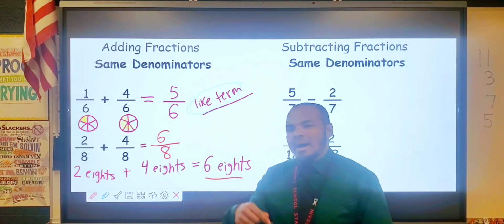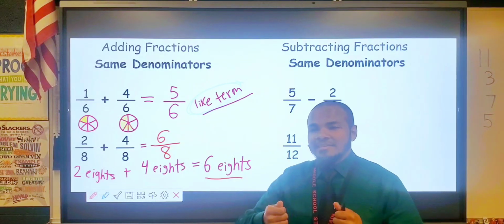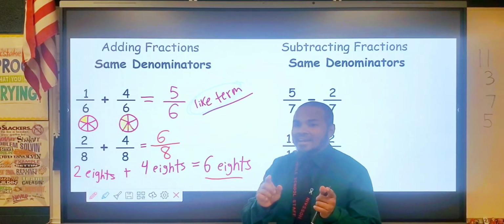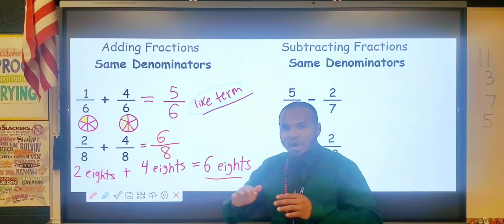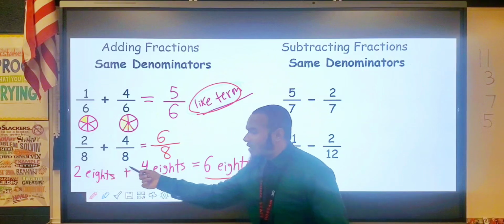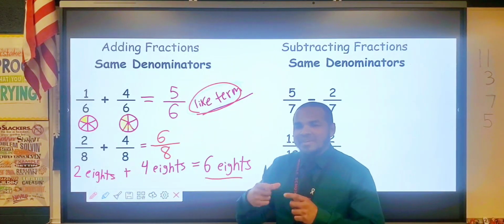Why? Because the denominator helps name the fraction. So all we're doing is adding like terms, right? All we're doing is combining like terms. And in this particular case, the like terms are 8s. That's the size of each piece.